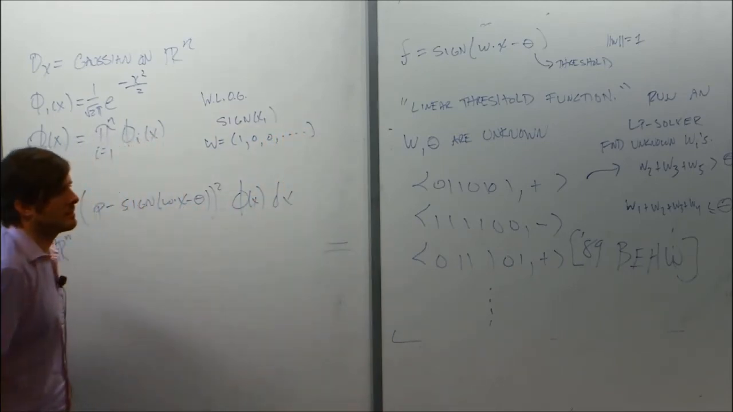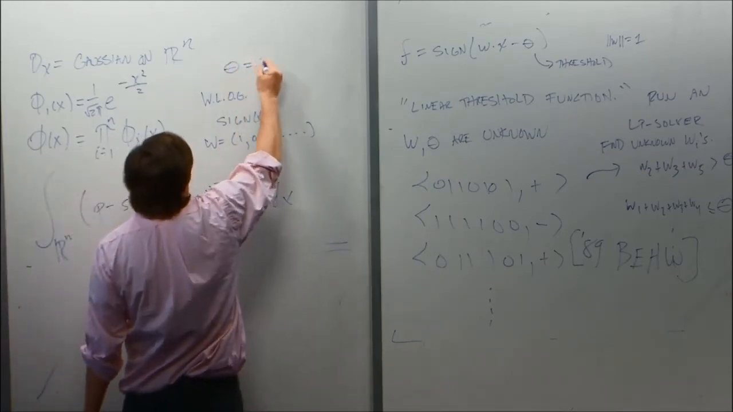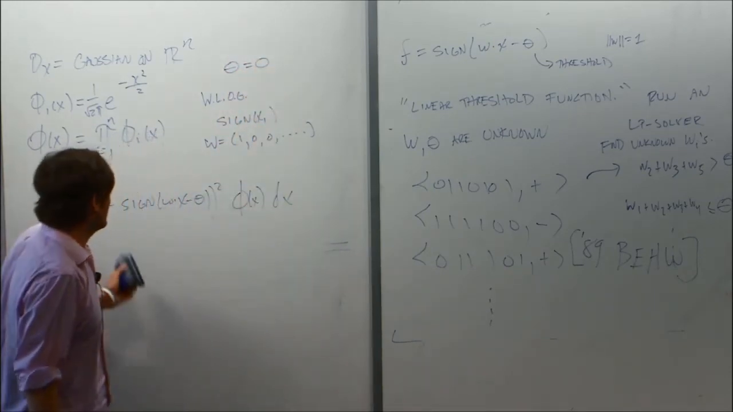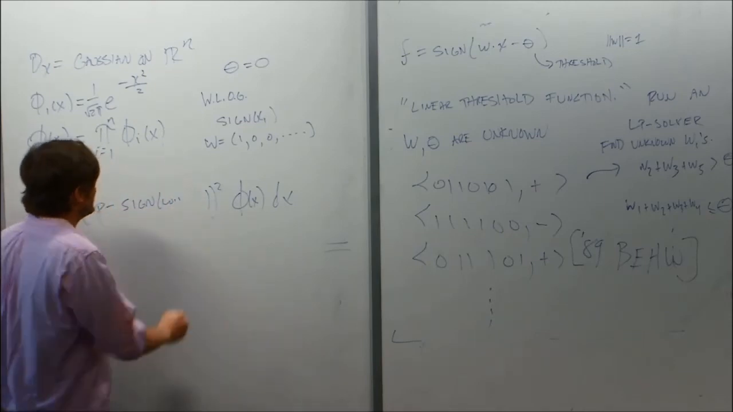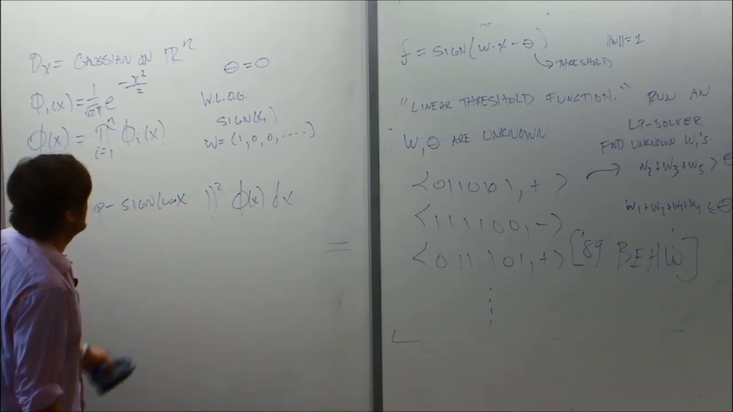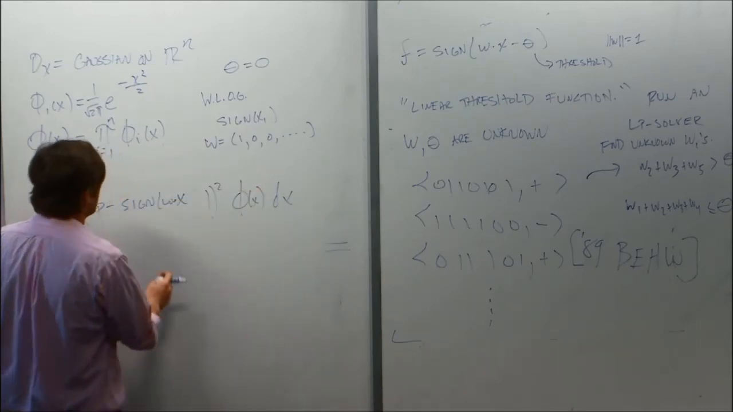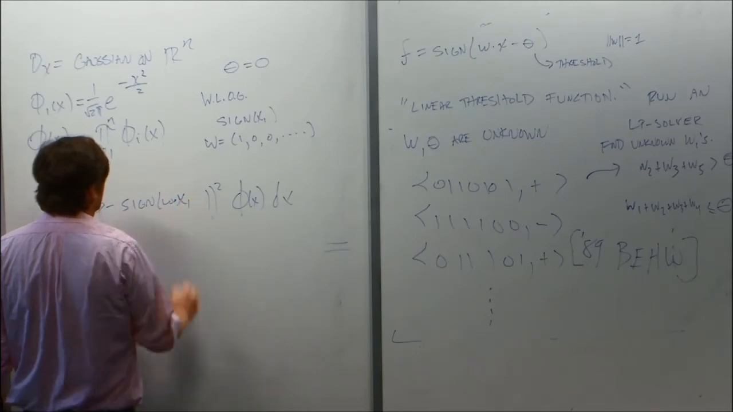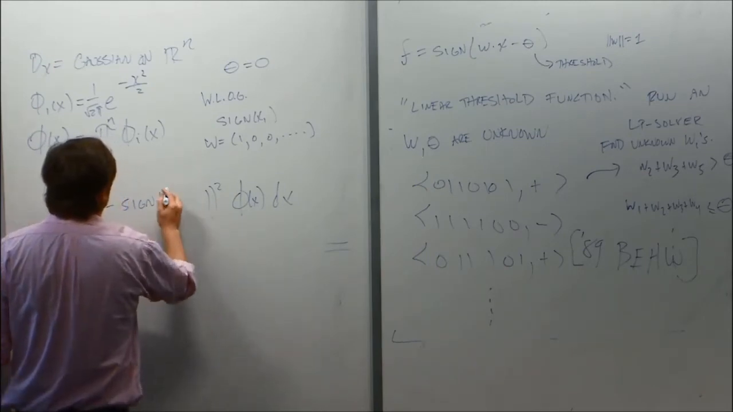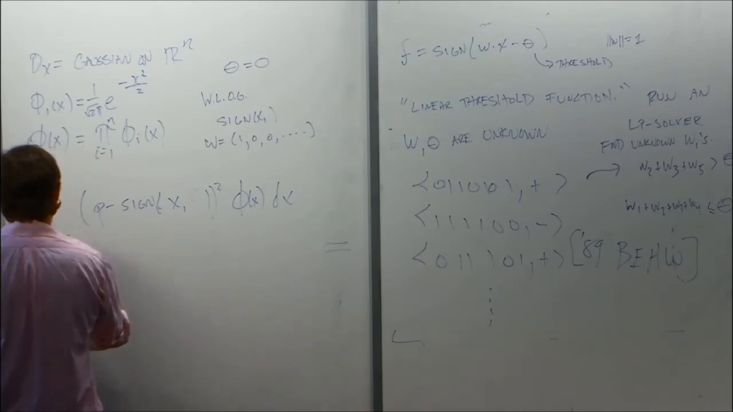You have this theta. Oh, right. So for simplicity, let's set theta to be 0. Okay. Just to make life simple. You can deal with it later. Now, since we've rotated everything so that w is 1, 0, 0, 0, we're left with just x1, sine of x1 sitting here. So I can really simplify this integral.